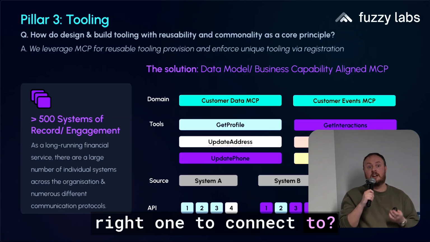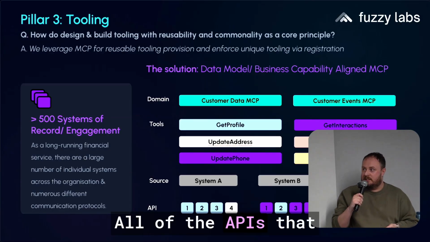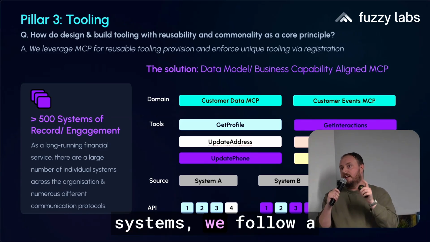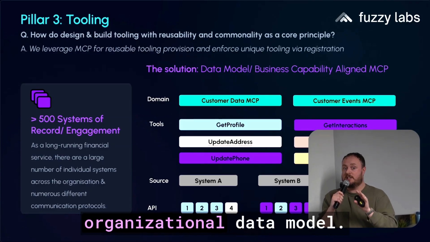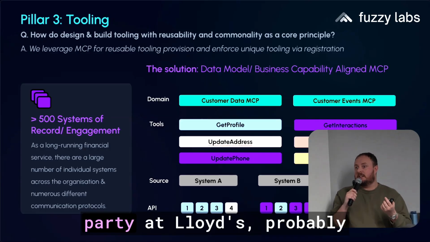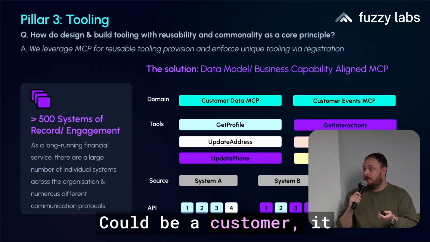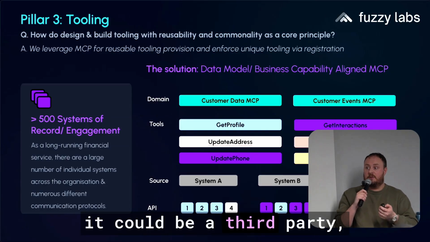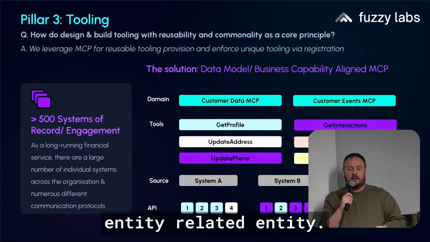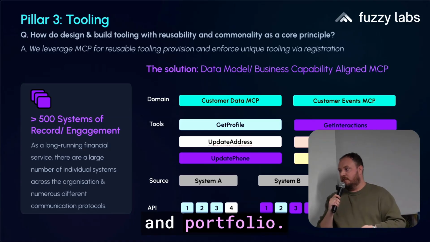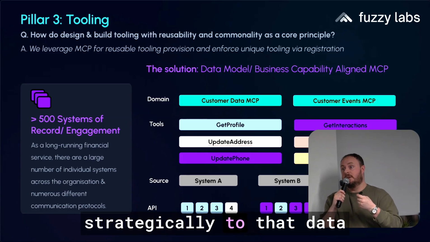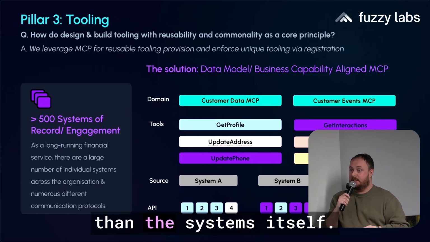How do you find the right one to connect to? How do you understand all of the APIs that exist, don't exist? We are not connecting to all of these systems. We follow a data model, like an organizational data model, 3 levels. Level 1 is things like party, which could be a party at Lloyd's, or probably any financial organization. It could be a customer, it could be an organization, it could be a third party, a power of attorney. They are a party, they're a person or an entity related entity. We have then products and portfolio, we have events. So there's loads of these sorts of data models. And we're trying to align strategically to that data classification rather than the systems itself.